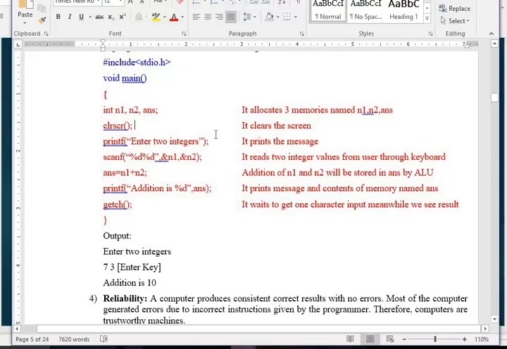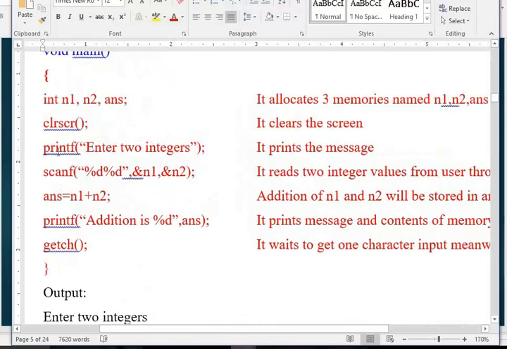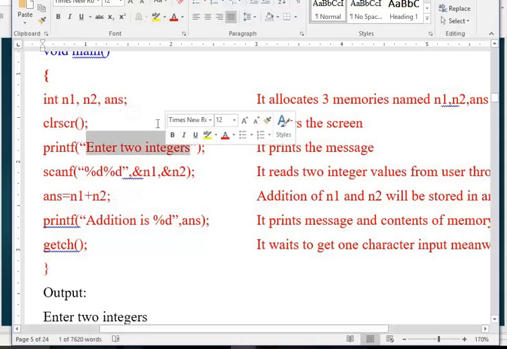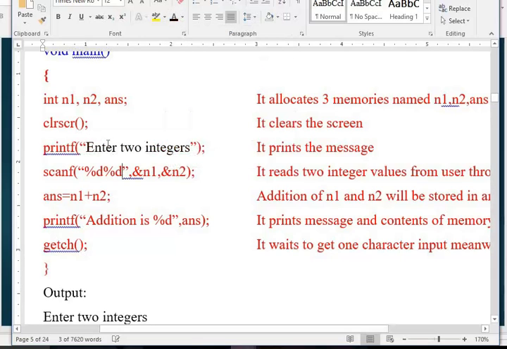This is a C program, and you have to write printf continuously. printf means print formatted data, and clrscr, continuous in small letters. This is the syntax. Whatever you want to print, you can change it on your own. This message you can write anything. If you write enter one number, very good morning to all, wish you happy Deepavali, wish you happy new year 2021, that will be printed.